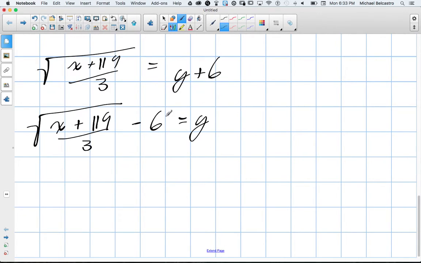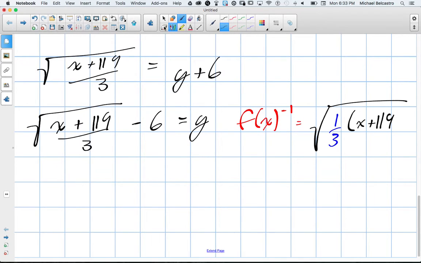Now, in terms of writing the function, this would be written as f inverse of x, f of x to the power of negative 1, is equal to. If we wanted to pull out a k value here, because this is divided by 3, the k value is actually 1 over 3. So I would put a square root here, and I'd have 1 over 3 times (x plus 119). And then that negative 6 is actually not within the root, it's outside of it, which is really important. Subtract the value of 6. So this is now our inverse function.